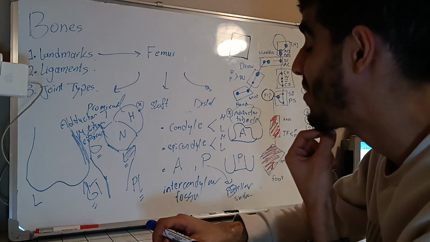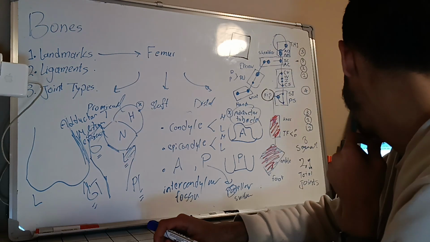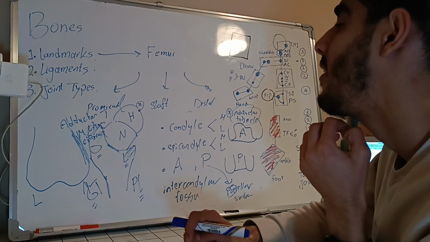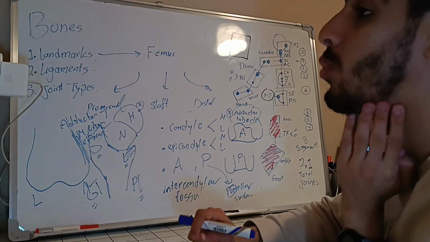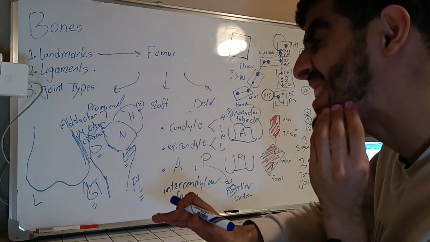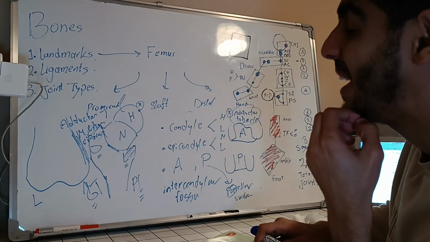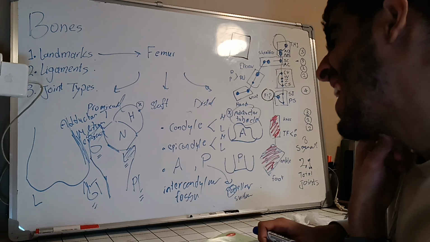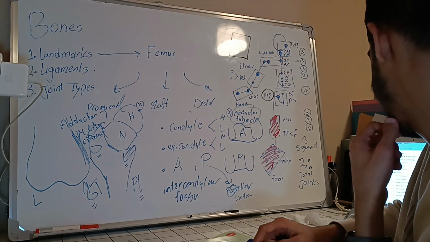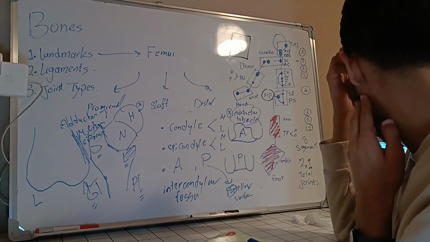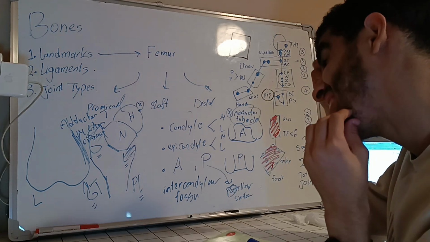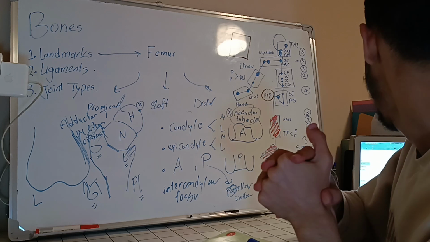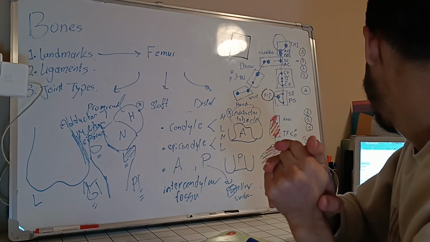In the shaft, we say there are 3 things. The linea aspera, medial and lateral lips, the pectineal line, the gluteal tuberosity, and the nutrient foramen. Alright? So that's all.